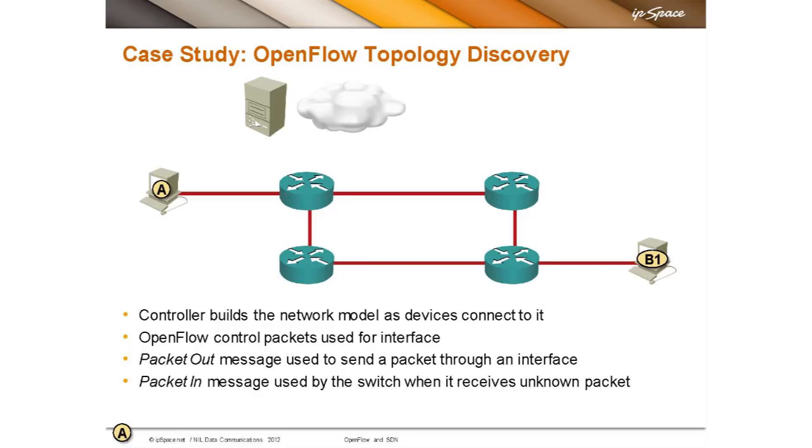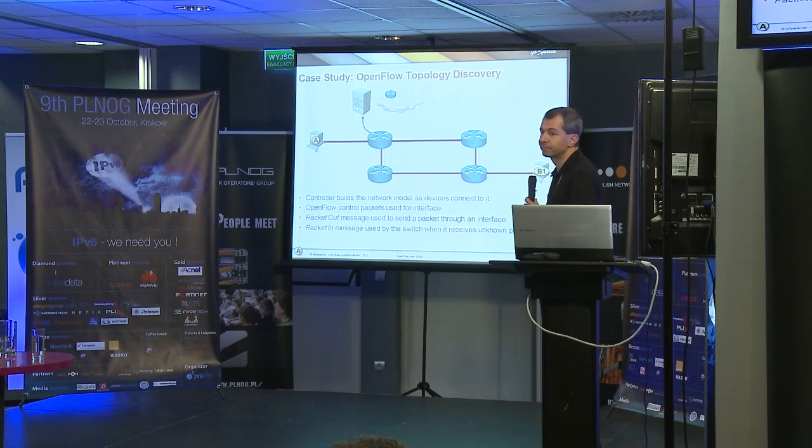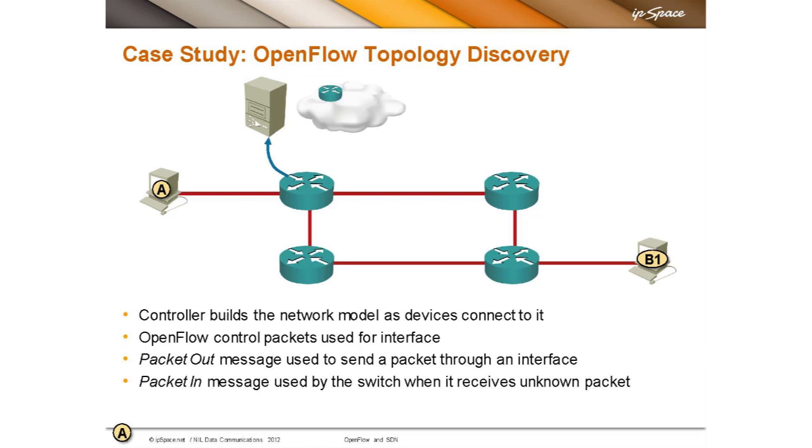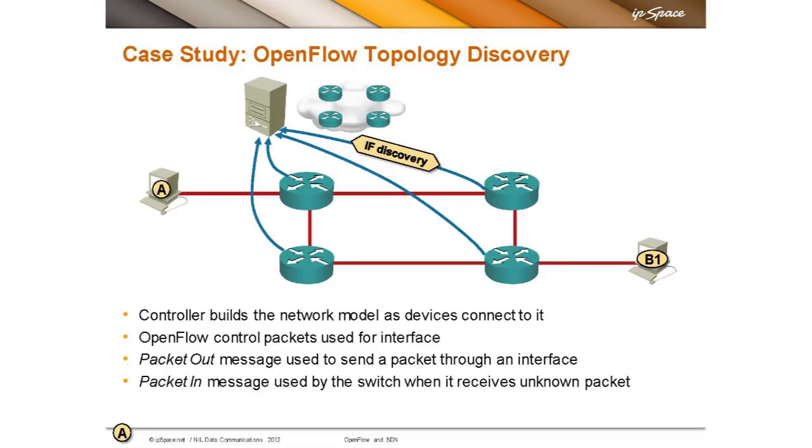Anyway, just to give you an example of how the controller builds the map of the network, this is how it actually works. The switches connect to the controller, and the controller starts building a network topology. OK, I see a switch, I see another switch, there's another switch, there's another switch. But the controller still doesn't know how they are connected. So it can send a packet that says, tell me all about your interfaces. And now the controller knows that this switch has two interfaces. It still doesn't know how they are connected to each other.